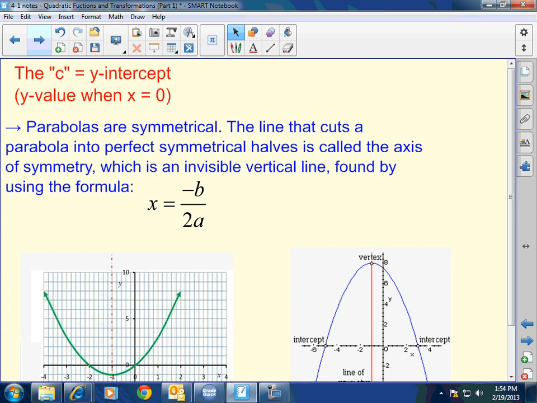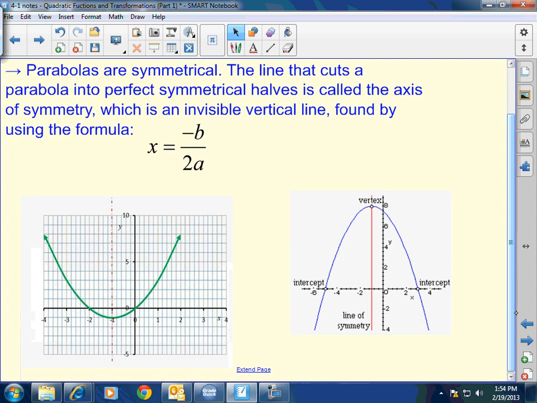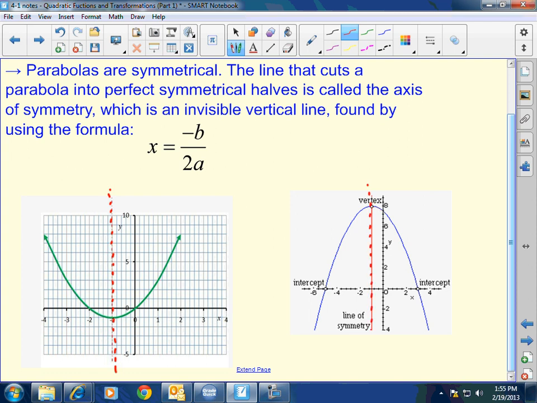And since it's an x equals equation, as you can see, this dashed line here, it's invisible, but it is an x equals equation, so it is a vertical line. That's my line of symmetry. Yes, sir. I want you to actually write x equals negative b over 2a. I am sorry that I've made you write one thing today.